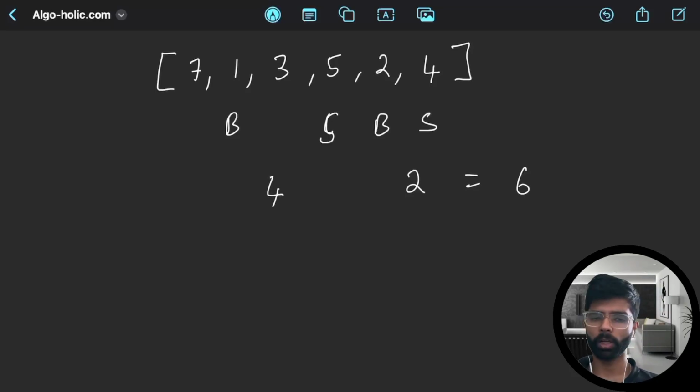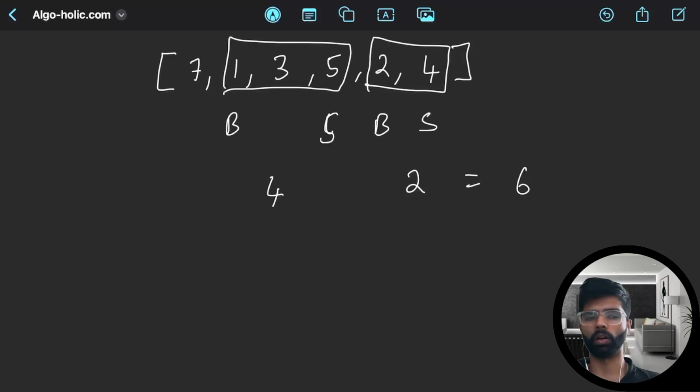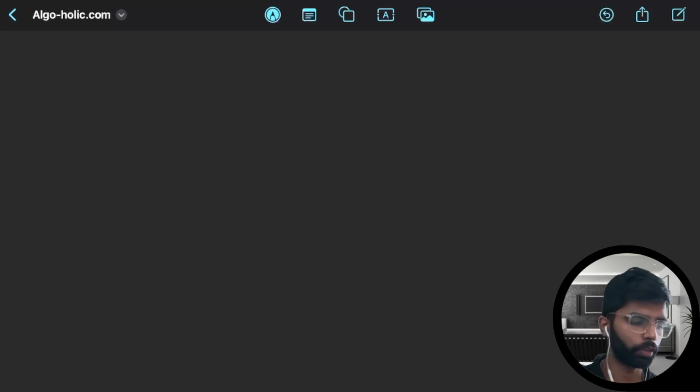Now, can you find out any pattern here? The array is divided into subarrays where each subarray is in ascending order. So what the question is really asking of us is to find out all the subarrays in the array where each subarray is in ascending order, and we're supposed to get the difference of the max and the min values in those subarrays.